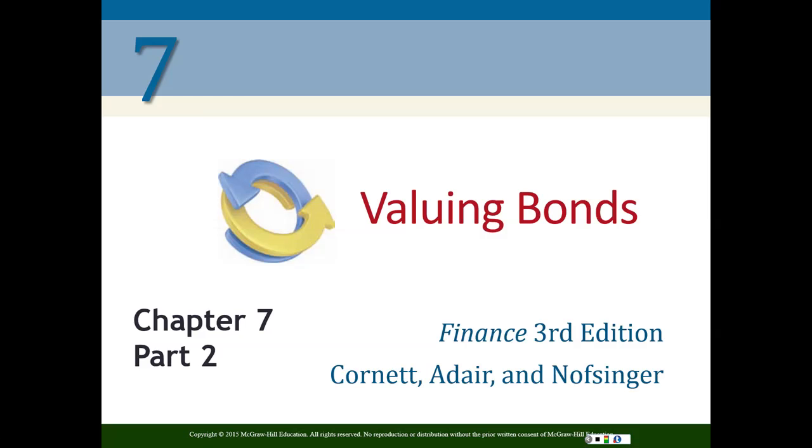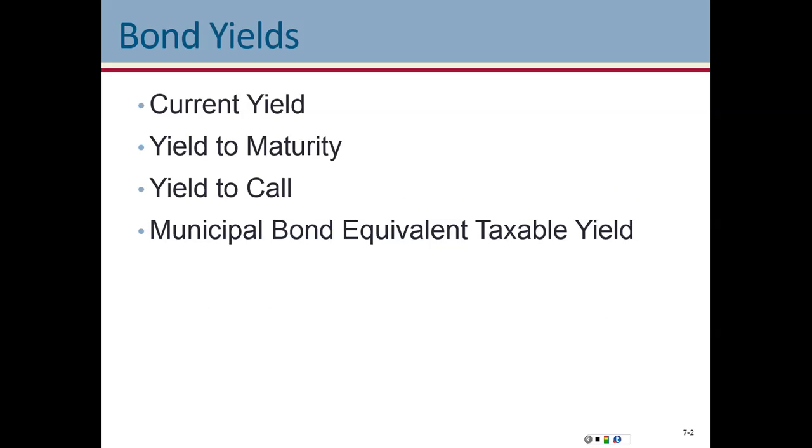This is the second part of chapter 7. So we're going to talk about bond yields. Now, in the previous part, we were talking about pricing, right? We had a discount rate, we had everything else, so we were going to find the price.